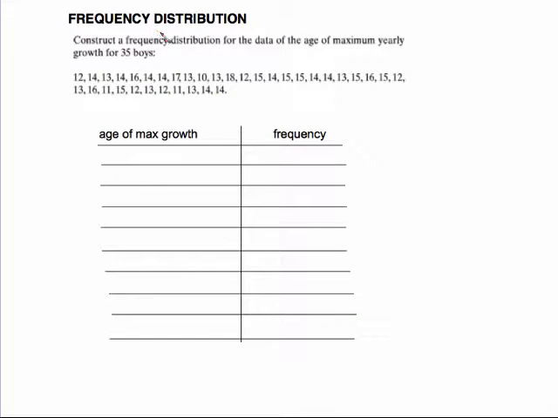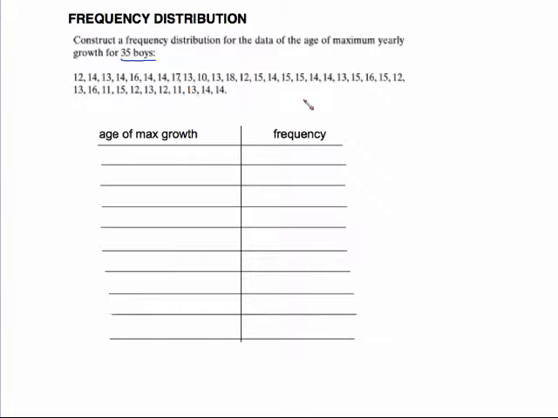A frequency distribution is just a way to display the data. The main thing we're going to do in this video is show you how to display and or graph data. In section 12.2, you will do some statistics calculation and some interpreting. So we're going to do a frequency distribution for this data of the age of maximum yearly growth for 35 boys. This is saying that this is when those boys hit their maximum yearly growth.